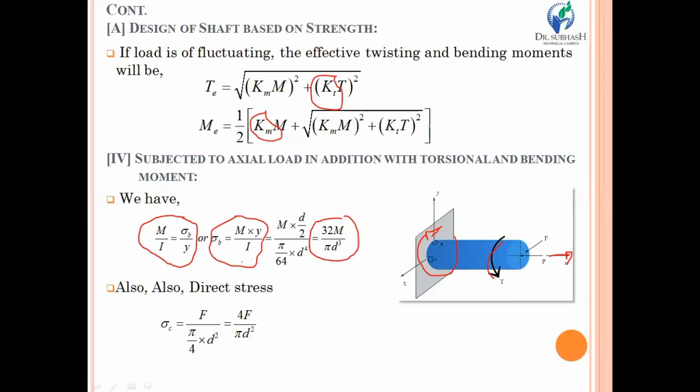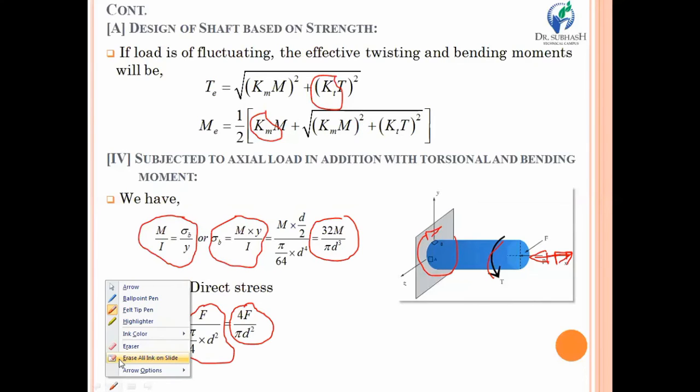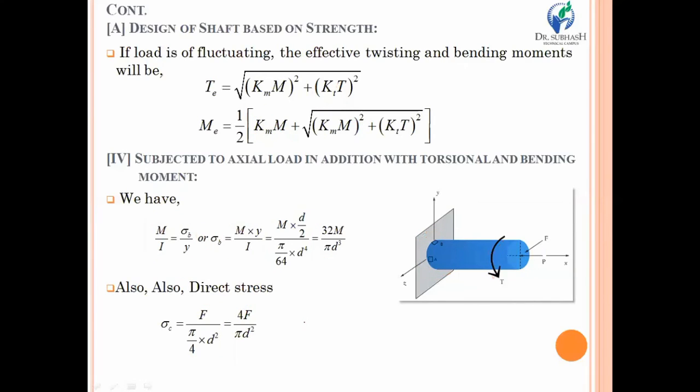From the combined effect, you are getting bending stress. And we know that due to axial load, it may be either tensile or compressive, so you will have a direct stress. Direct stress is equal to force upon cross-sectional area, or perpendicular area. By putting that value over here and solving it, you will have 4F upon pi d square. So this is the case where you should take care of combined loading along with an axial load. In that way, you can easily design any shaft.